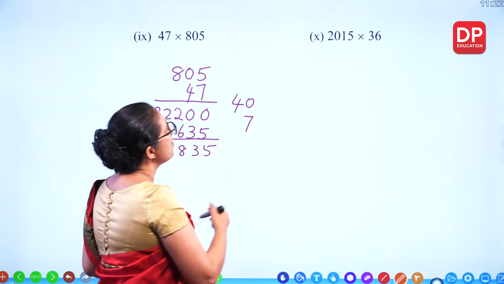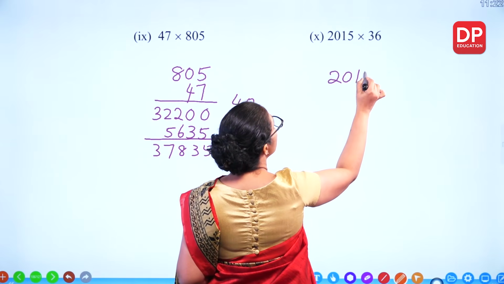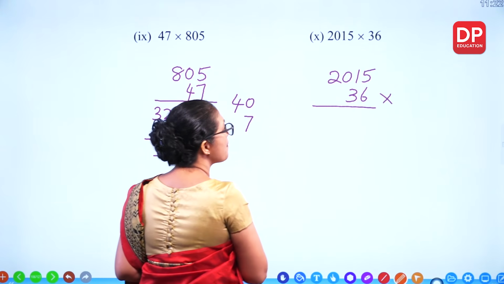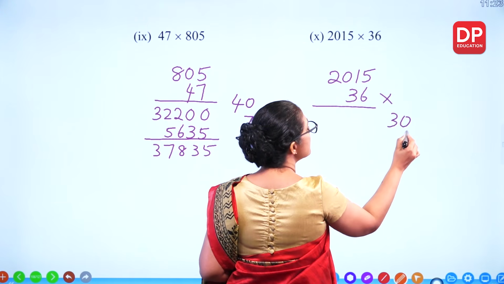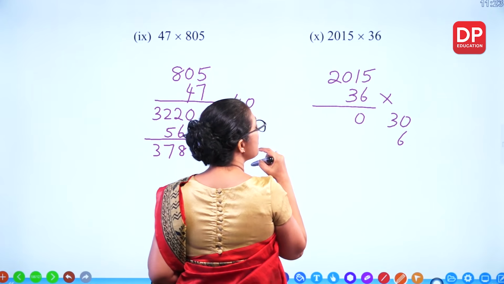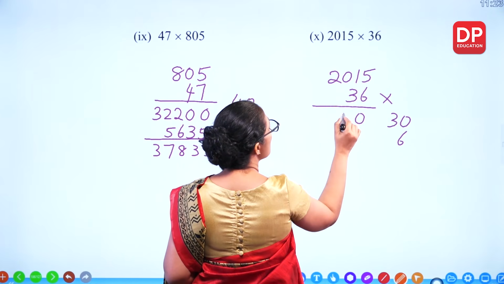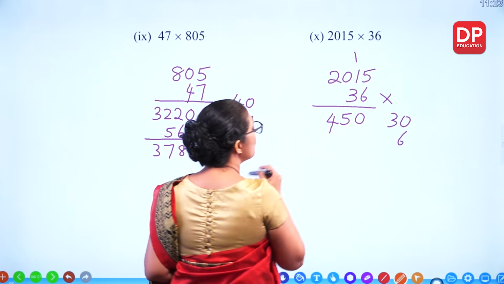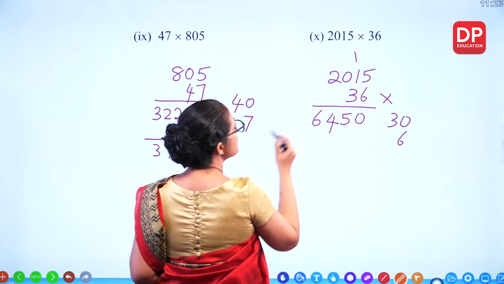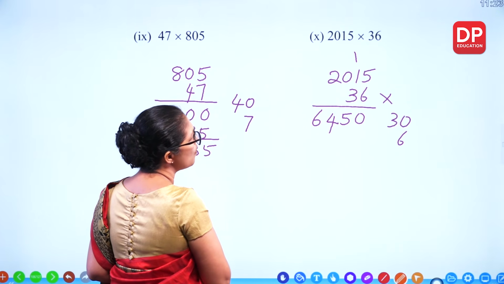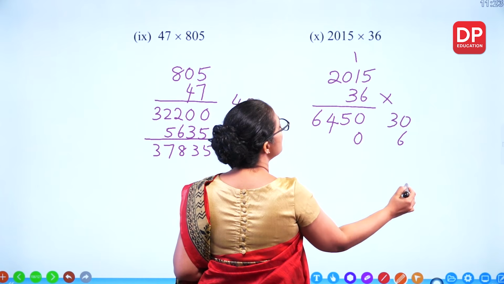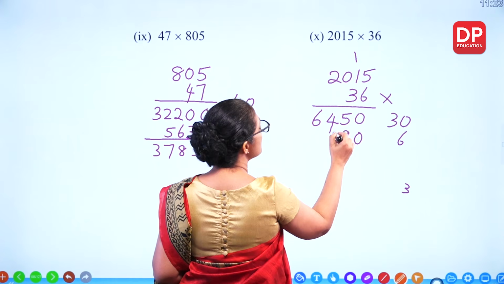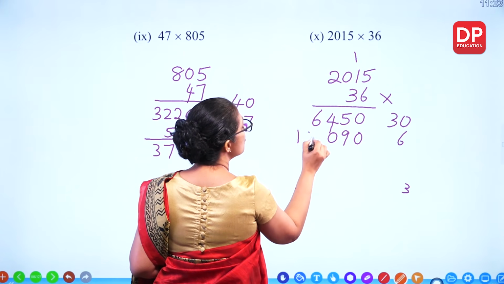37,835. Multiplied by 36. I can write this question as 2015 multiplied by 36. 36 means 30 and 6. Put a 0 and multiply by 3. 3 times 5, 15. And 3 times 1, 3 plus 1, 4. 3 times 2, 6. Multiply by 6 now. 6 times 5, 30. 3 remaining. 6 times 1, 6. 6 plus 3, 9. 6 times 0, 0. 6 times 2, 12.